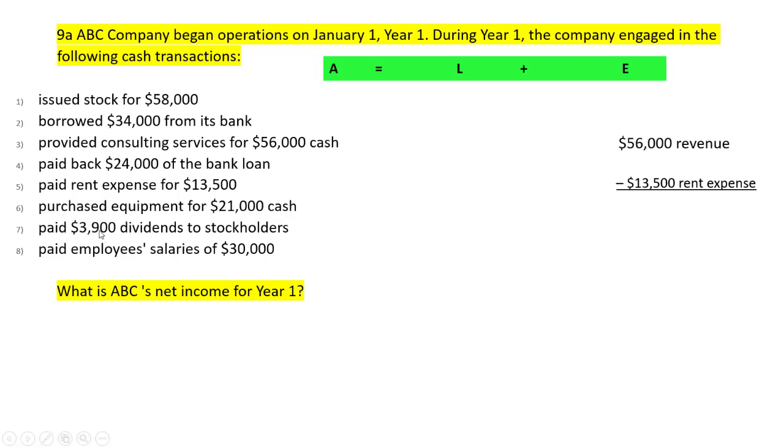We paid $3,900 dividends to stockholders. Again, that's not a revenue transaction. We paid employees salaries of $30,000. That is a salary expense, and that is definitely an expense. So we've got one revenue, two expenses, and the net income for this situation is $12,500.